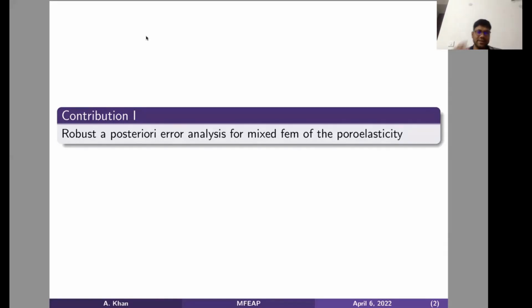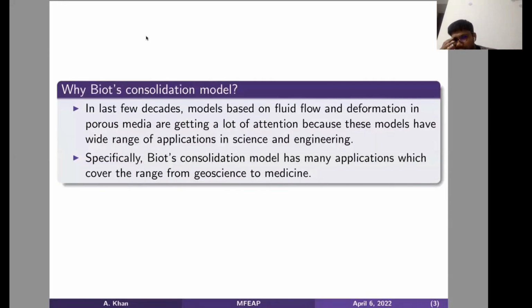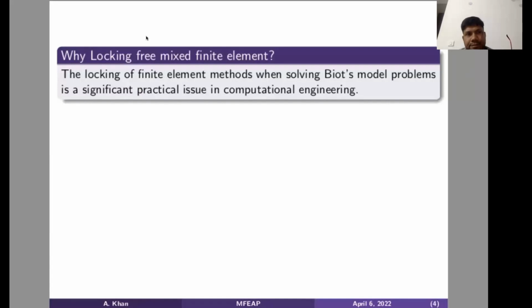The first contribution is the robust a posteriori analysis for mixed FEM of poroelasticity. So why the Biot consolidation model? In the last few decades, models based on fluid flow and deformation in porous media have been getting a lot of attention because they have a lot of application in science and engineering. We will talk about the Biot consolidation model, which has a lot of application in geoscience as well as medicine.